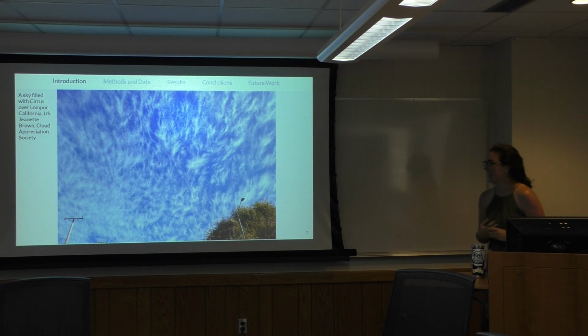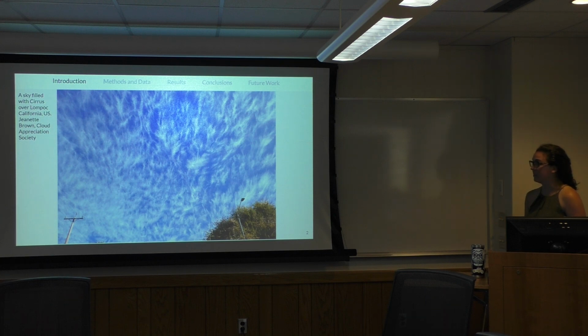Our talk is focusing on cirrus clouds. So this is an example of a single layer cirrus. These clouds are typically thin, composed of ice, and at high altitudes.